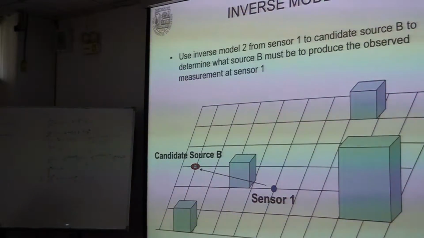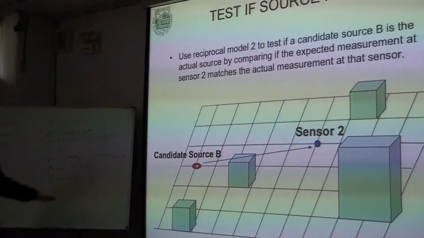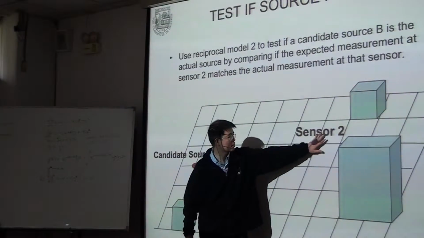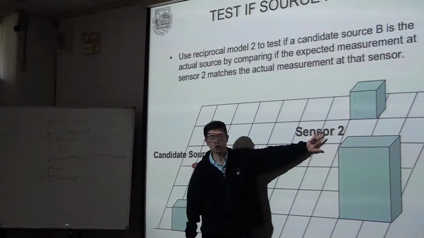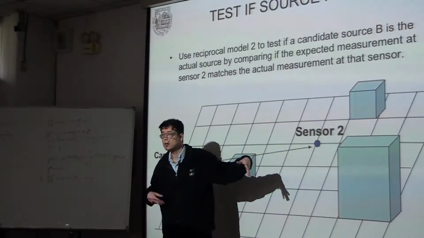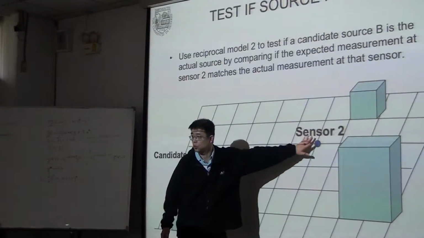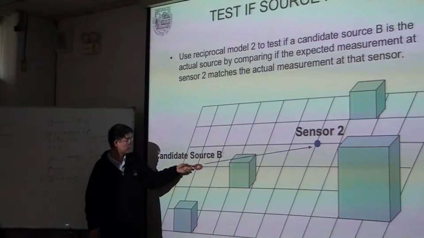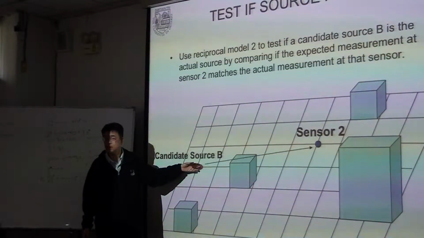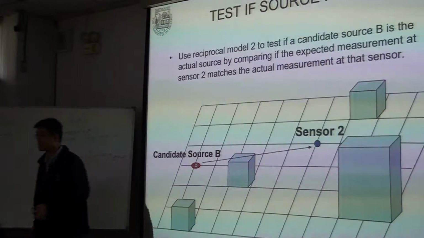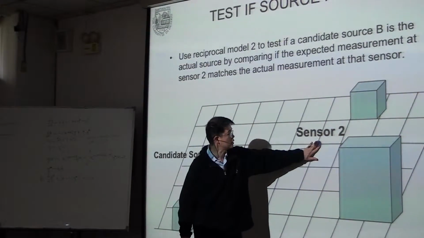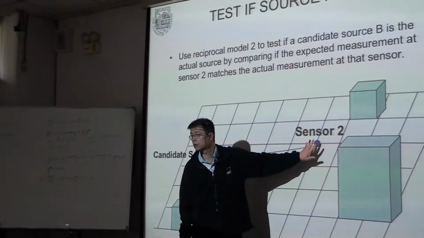And then we compare what this model says the signal should be at sensor 2 versus what we measure at sensor 2. In this example, because this is not where the source was, there will be no match. What we compute here would not match what we measure here.